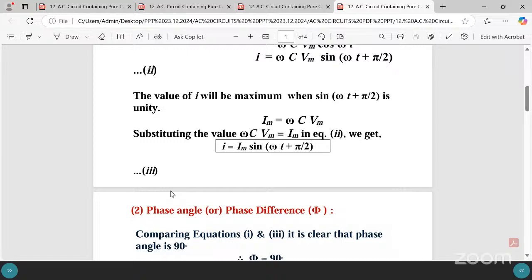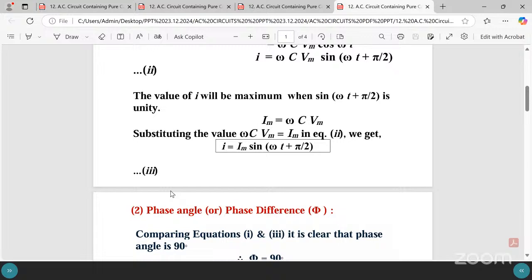Pure inductance, what is the current? I is equal to Im sin omega t minus pi by 2. Result 1. What is current here? Plus pi by 2. I am talking about the current, not power.